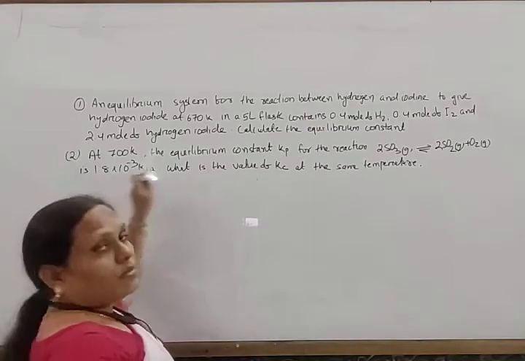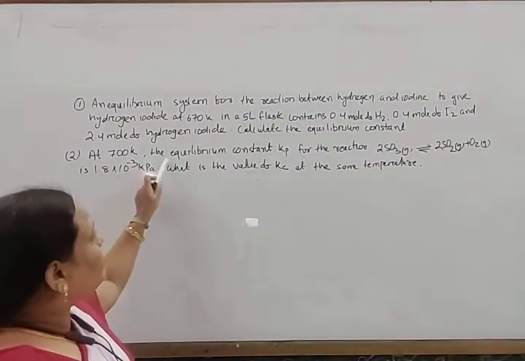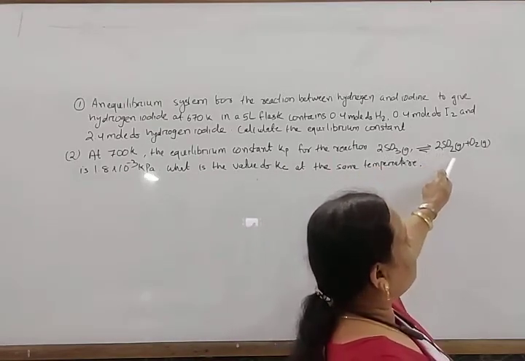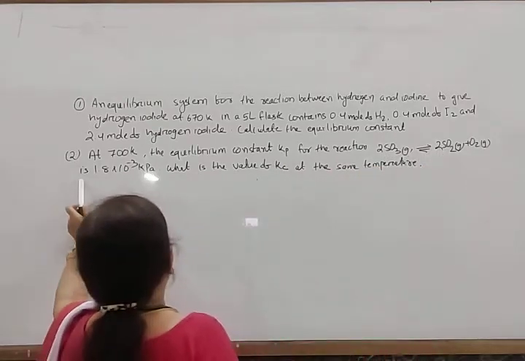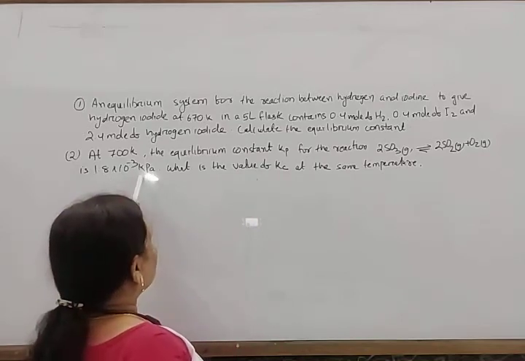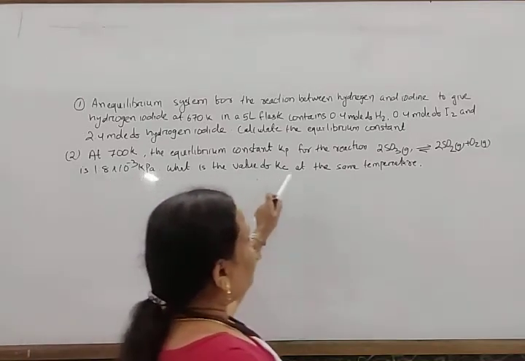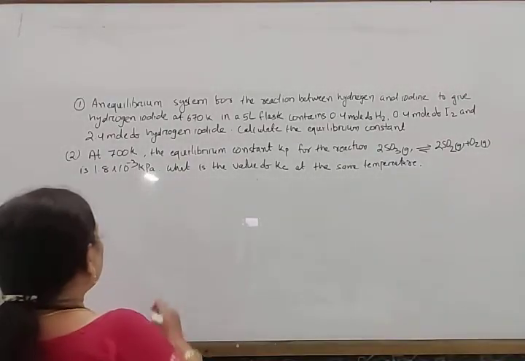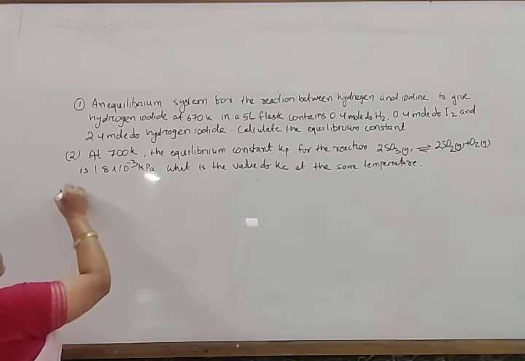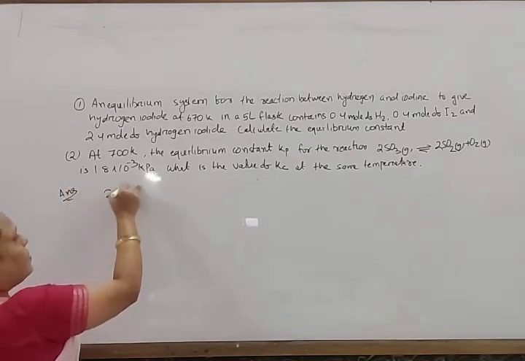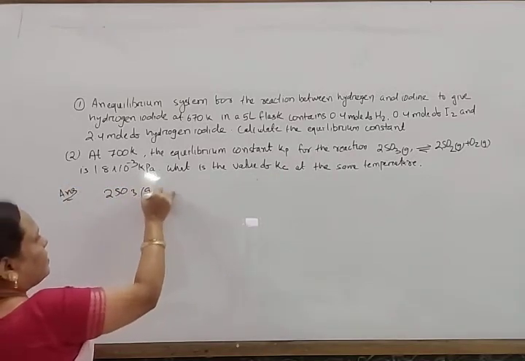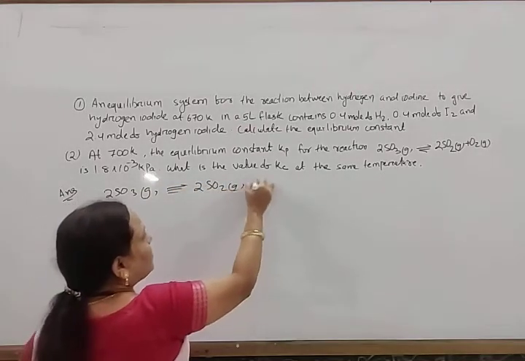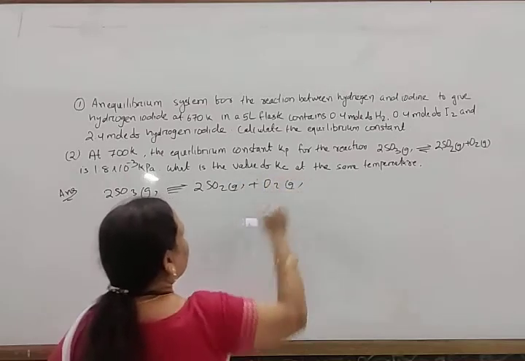Next come to question number 2. At 700 Kelvin, the equilibrium constant Kp for the reaction 2SO3 gas giving 2SO2 gas plus O2 gas is 1.8 times 10 to the minus 3 kilopascal. What is the value of Kc at the same temperature? So the equation is given: 2SO3 gas gives rise to 2SO2 gas plus O2 gas.